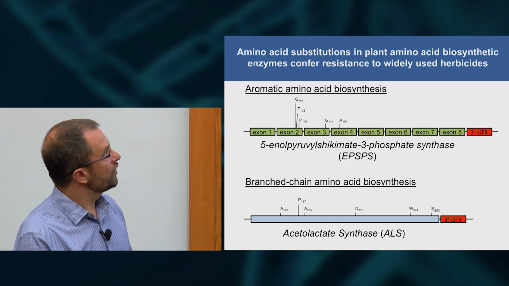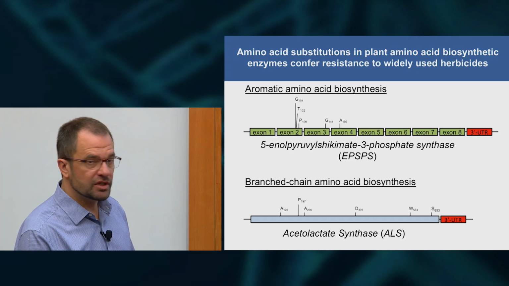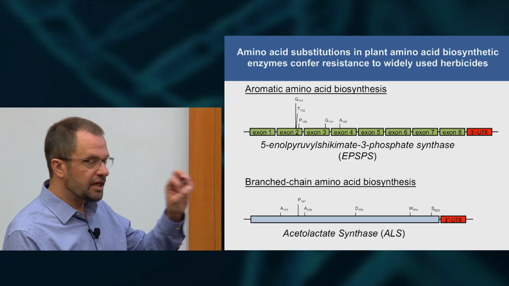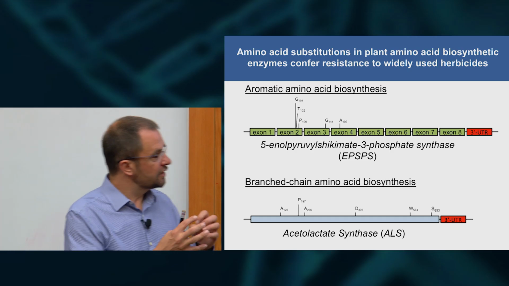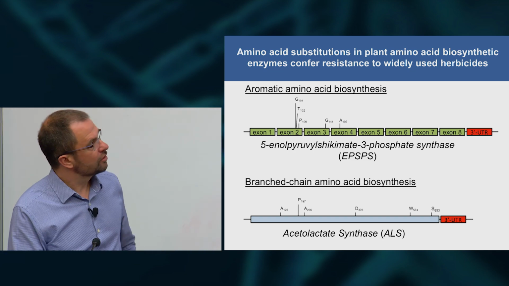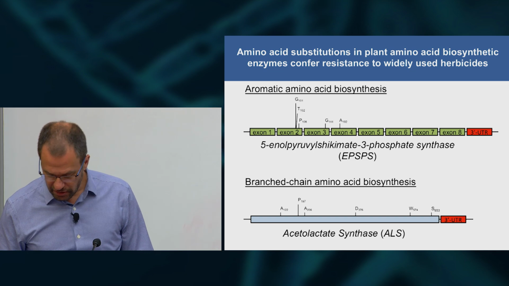And over the years, we've identified in weeds that have been resistant to herbicides, mutations, amino acid substitutions, typically in the active site, that prevent binding of the chemical inhibitor. So our goal was to introduce these mutations into the cassava genome.